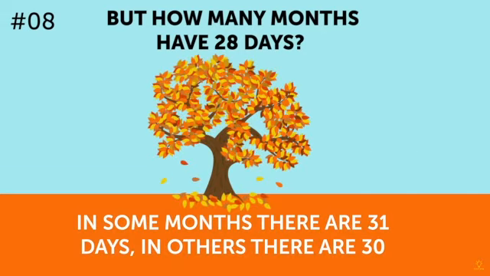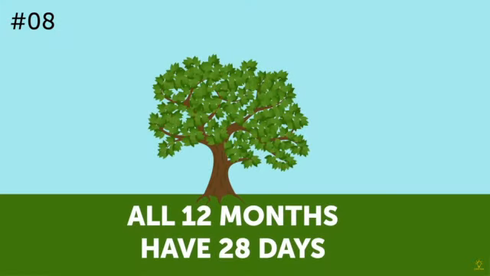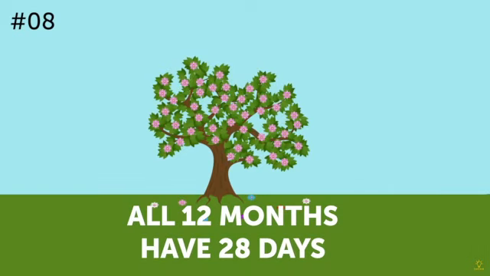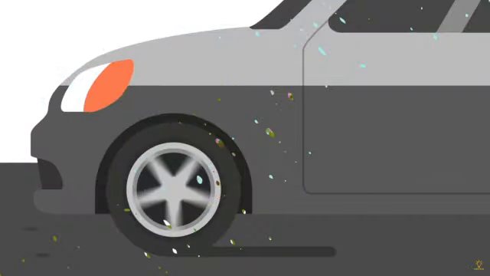So, is it just one? February, right? Nope. The answer is actually 12. All 12 months have 28 days. Exactly. Press the like button if you got that one. All of them have 28 days.